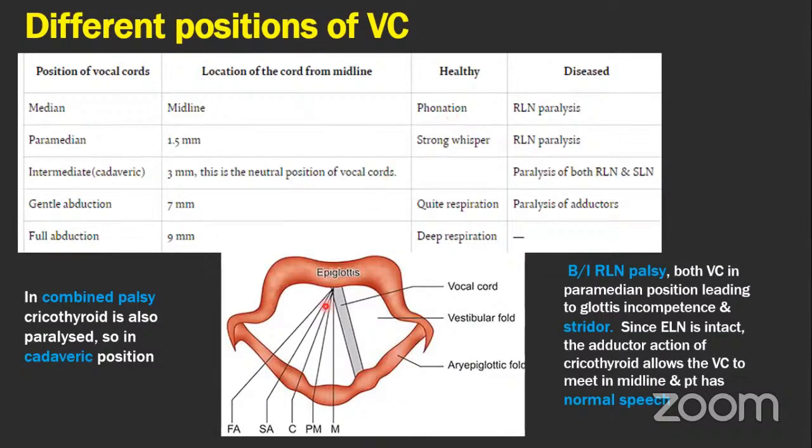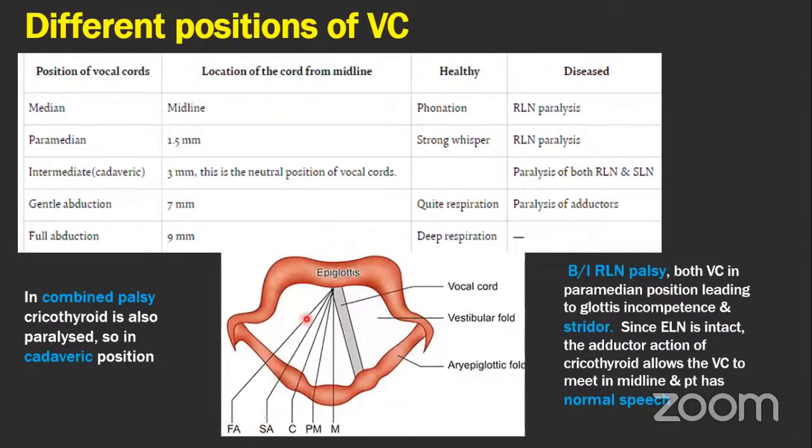Another position is the cadaveric position. We call it the cadaveric or intermediate position. That is, it is the neutral position from which abduction and adduction will take place. So it is 3 to 3.5 millimeters from the midline. That happens in paralysis of both RLN and SLN, that is the recurrent laryngeal nerve and superior laryngeal nerve. In combined palsy, the intermediate or cadaveric position comes.